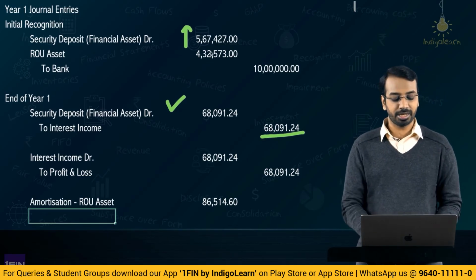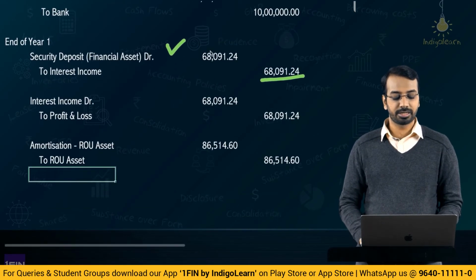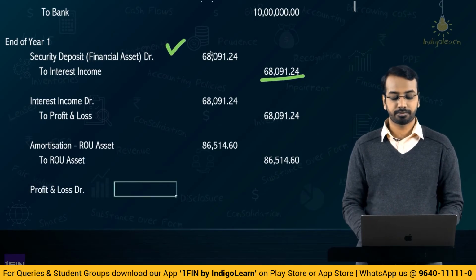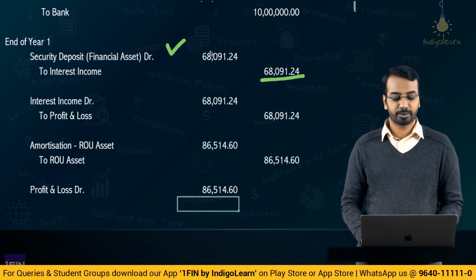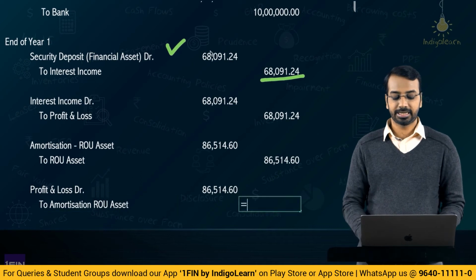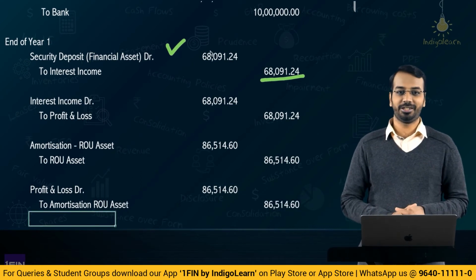So, right of use asset amortized to right of use asset, 86,514.60. This will also be transferred to P&L. Profit and loss debit 86,514.60 to amortization ROU asset 86,514.60. So, these are the entries to be passed in the first year.